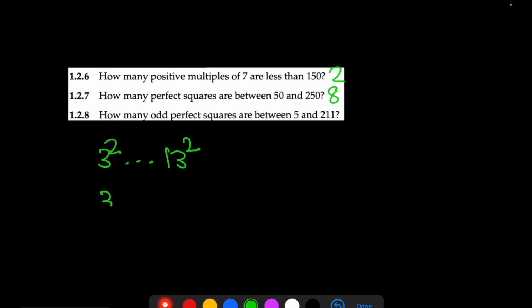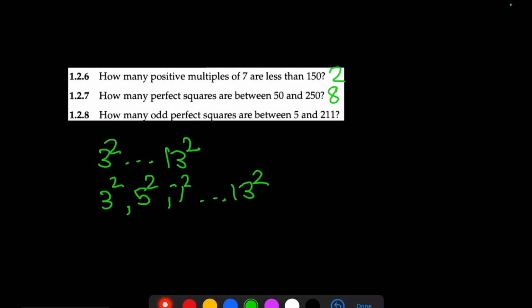So now we've got 3 squared to 13 squared. But if you write it like that, we might do 13 minus 3 plus 1. So I'm going to remind everybody that's 3 squared, 5 squared, 7 squared, up until 13 squared.